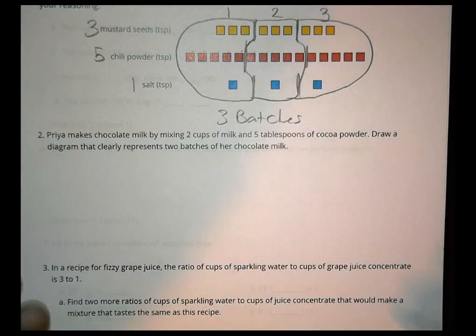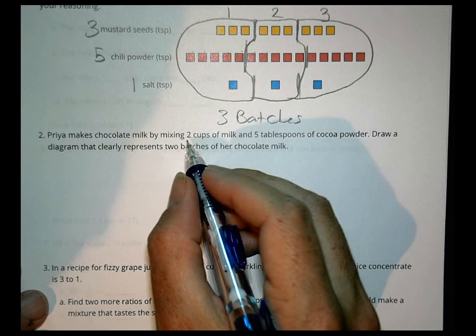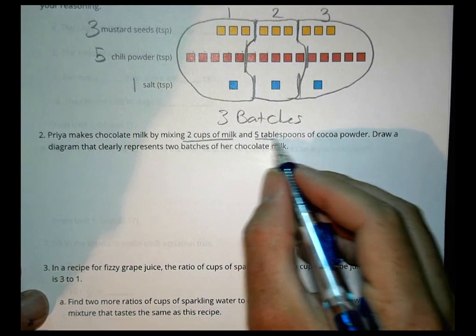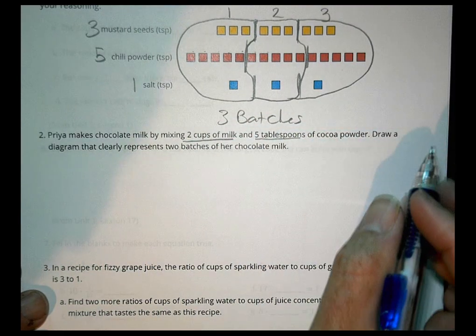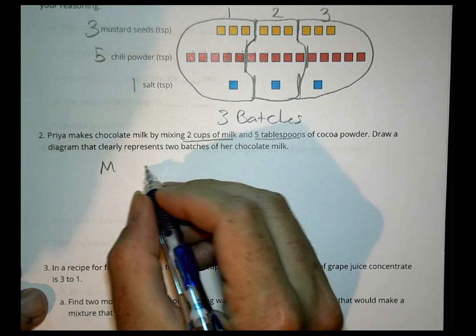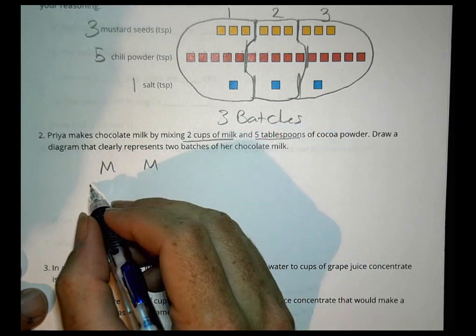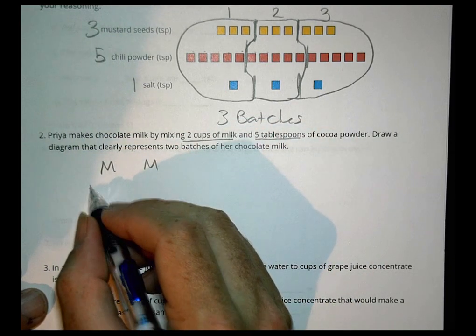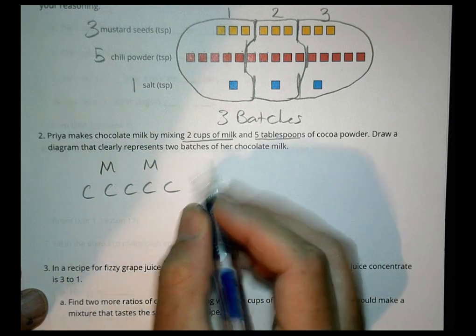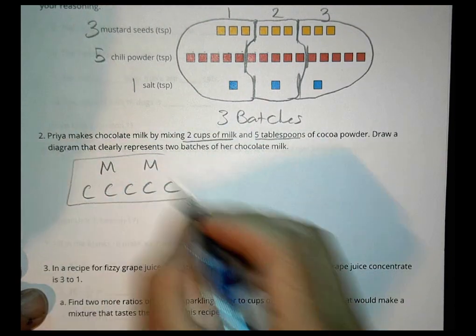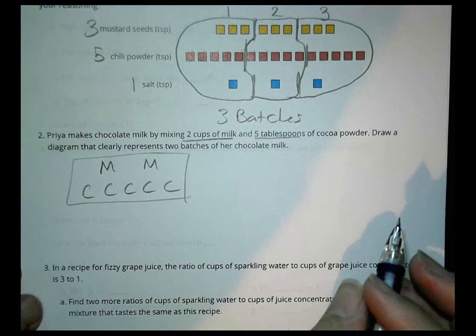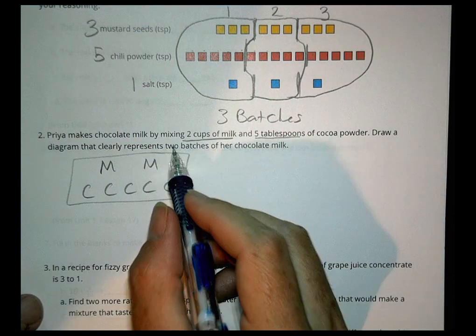Number 2. Priya makes chocolate milk by mixing 2 cups of milk and 5 tablespoons of cocoa powder. Okay, so she does milk, and she does milk, and she does cocoa powder with a C. So 1, 2, 3, 4, 5. So that's what she uses to make her chocolate milk. Way to go. Draw a diagram that clearly represents 2 batches.